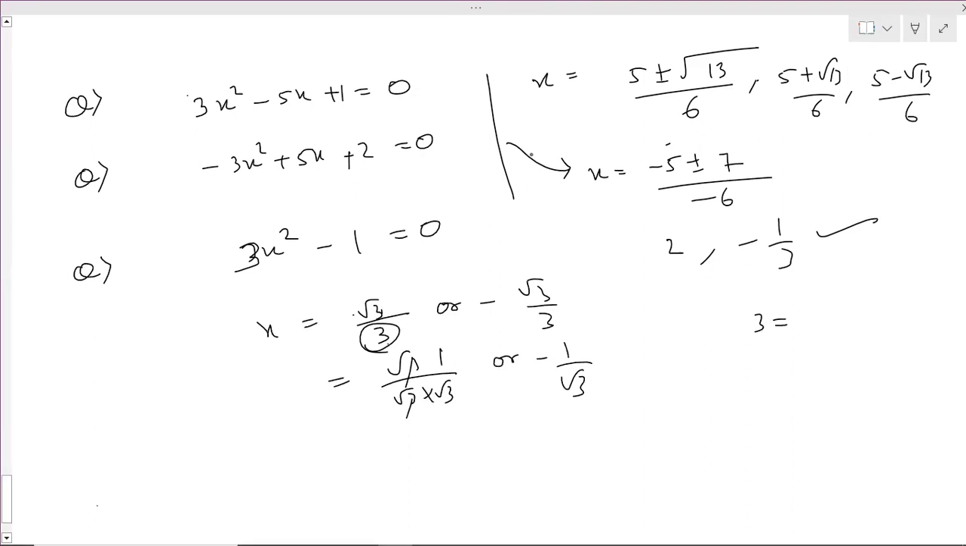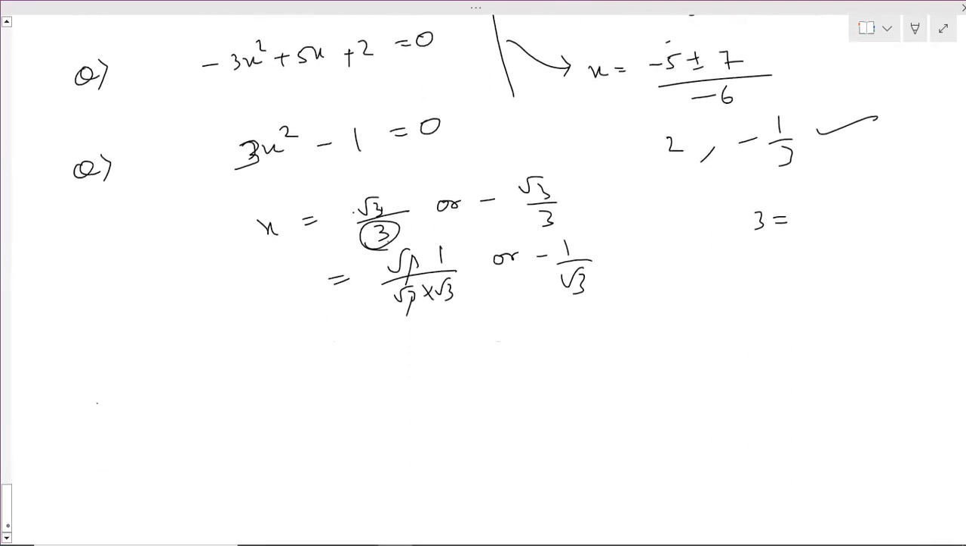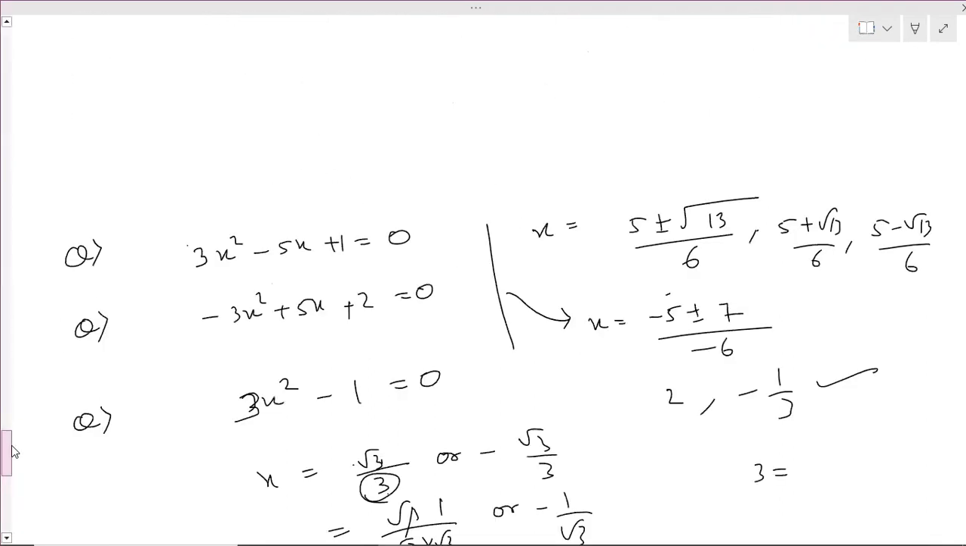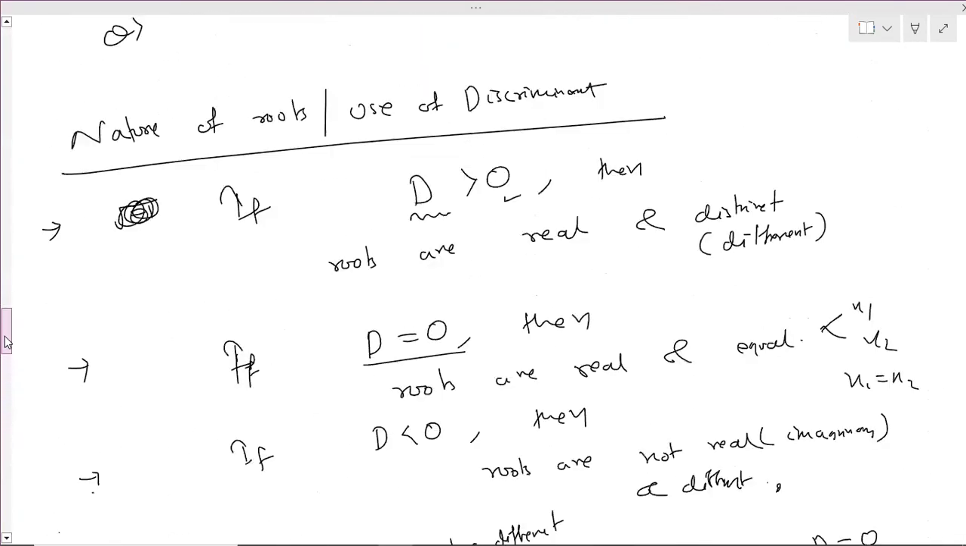Okay. So let's solve some questions based on nature of roots. I already told you what the nature of roots is: real, unreal, equal, right? Remember this. This is nature of roots. Are we ready to solve a few questions on nature of roots? Yes. Okay. Find the nature of roots of the following.